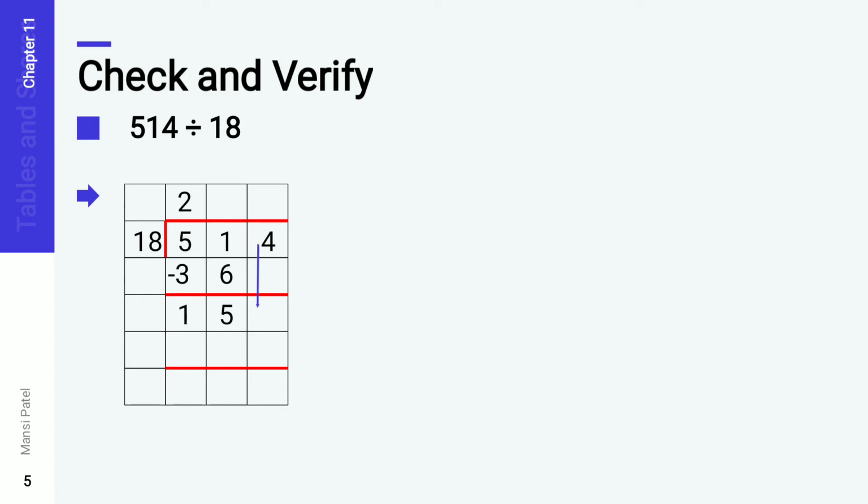11 minus 6, 5, and 4 minus 3, 1. Now 4 comes down. Now in the table of 18 you are not getting the number 154 but you are getting a number less than 154. Where is it? 18 eights are 144. 4 minus 4, 0. 5 minus 4, 1, and 1 minus 1, 0. Now let us check and verify whether this answer of quotient and remainder is right or not.